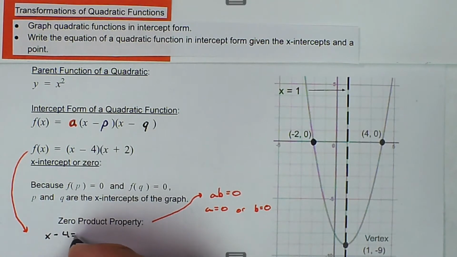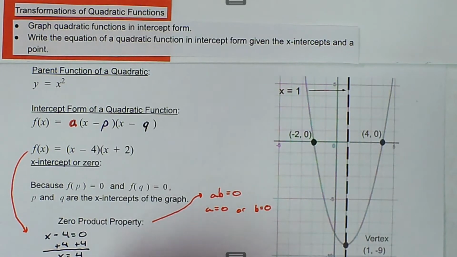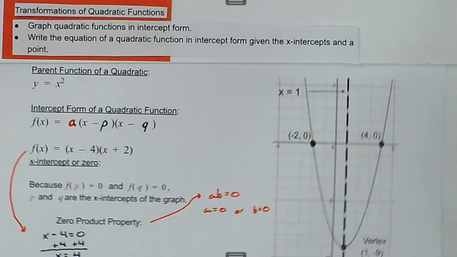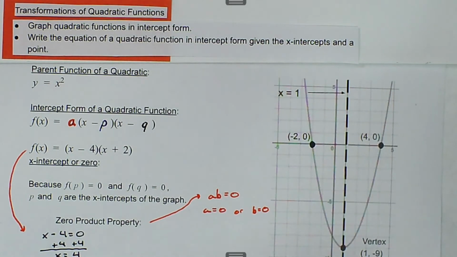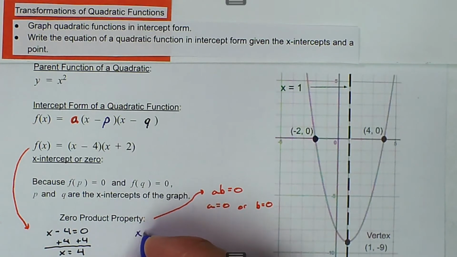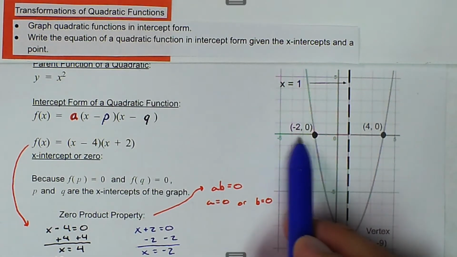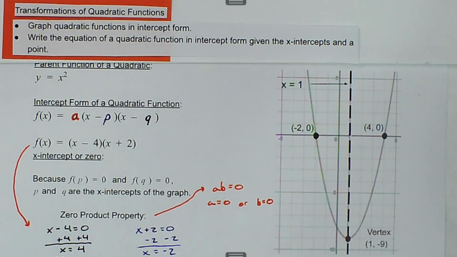So we could say x minus 4 is equal to 0. So then we add 4 to both sides, and we get x is equal to 4. So that's one of our zeros, and we can see that we have 4 comma 0. And the other one that we have is x plus 2 equals 0. And so we subtract 2 from both sides, and then we get x equals negative 2. And so we have negative 2 there.